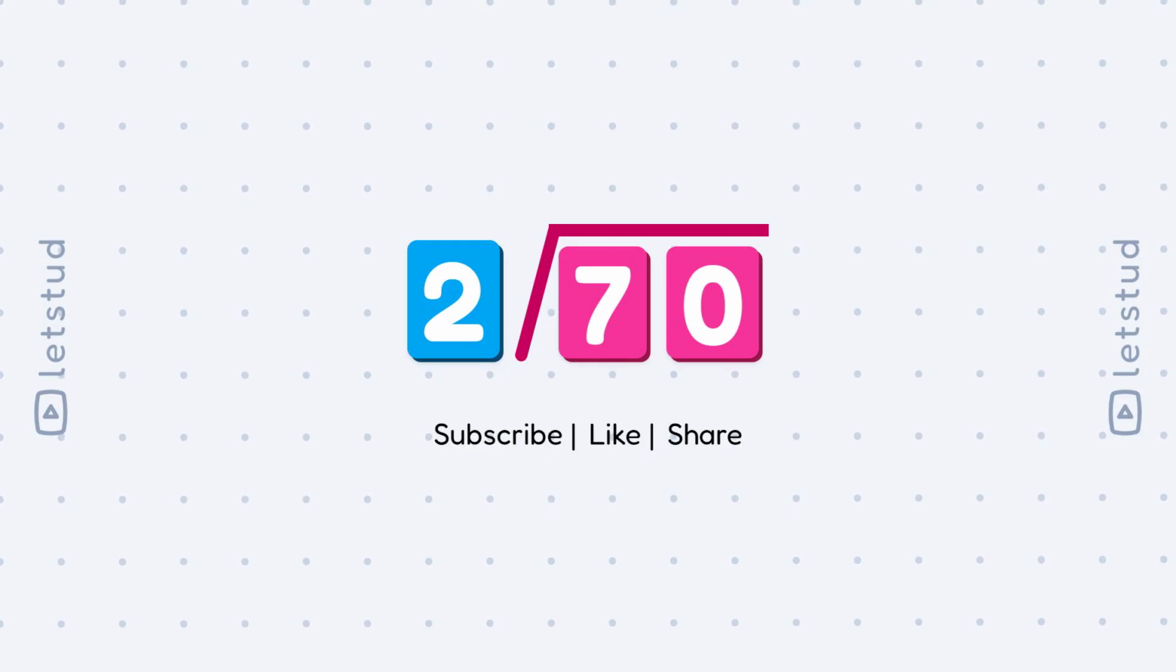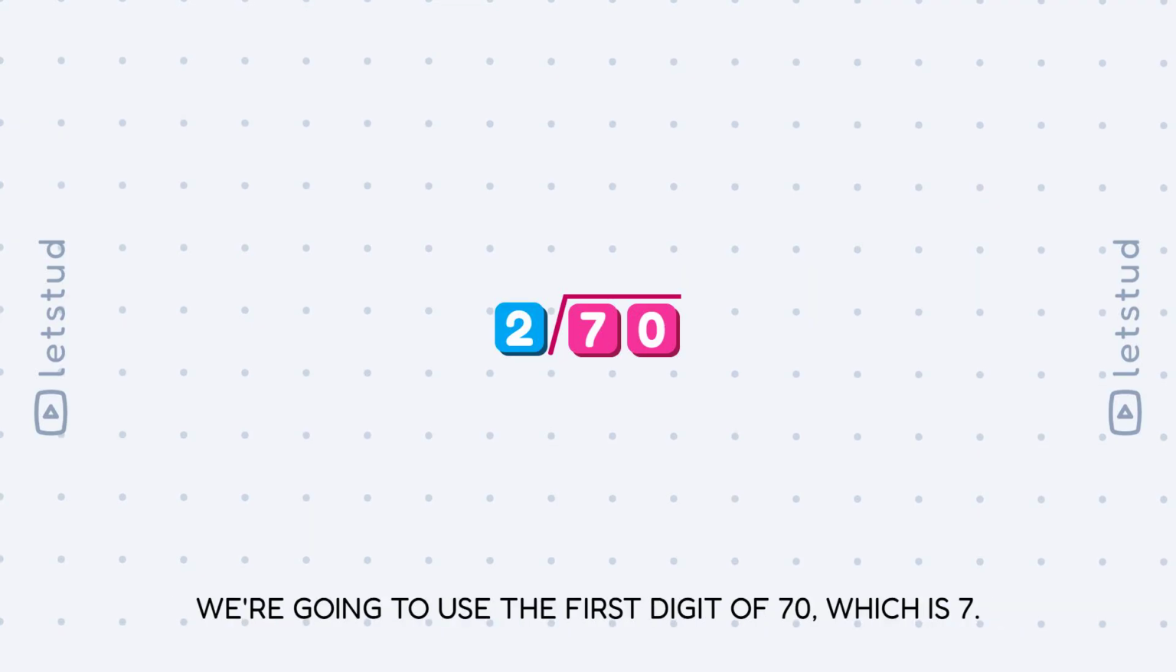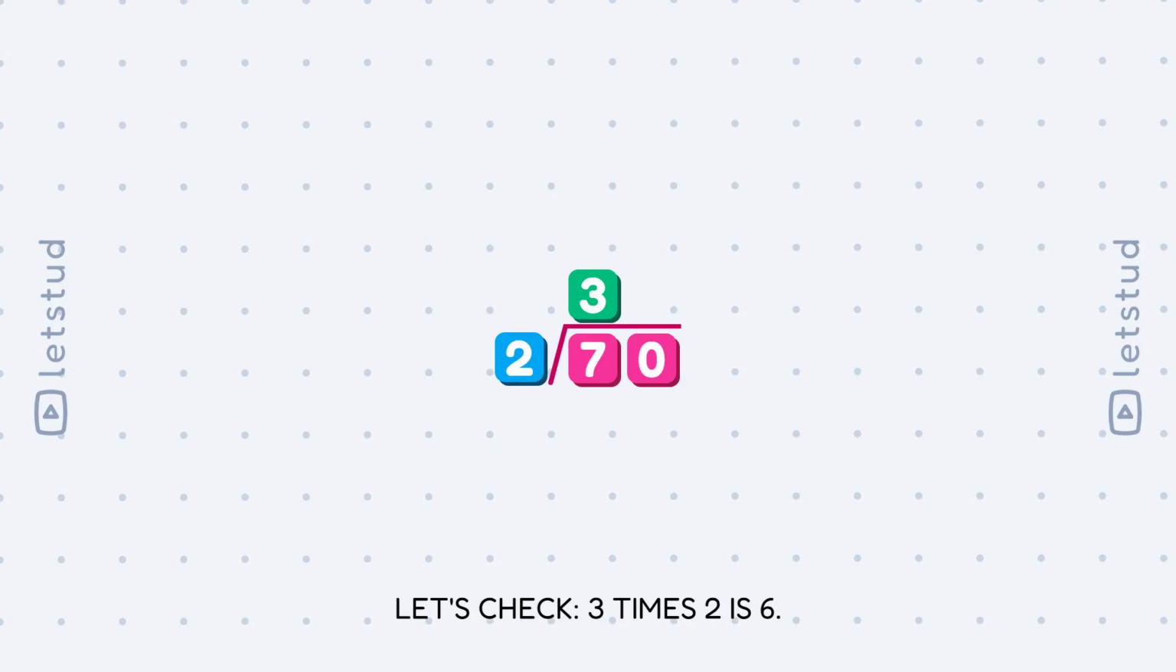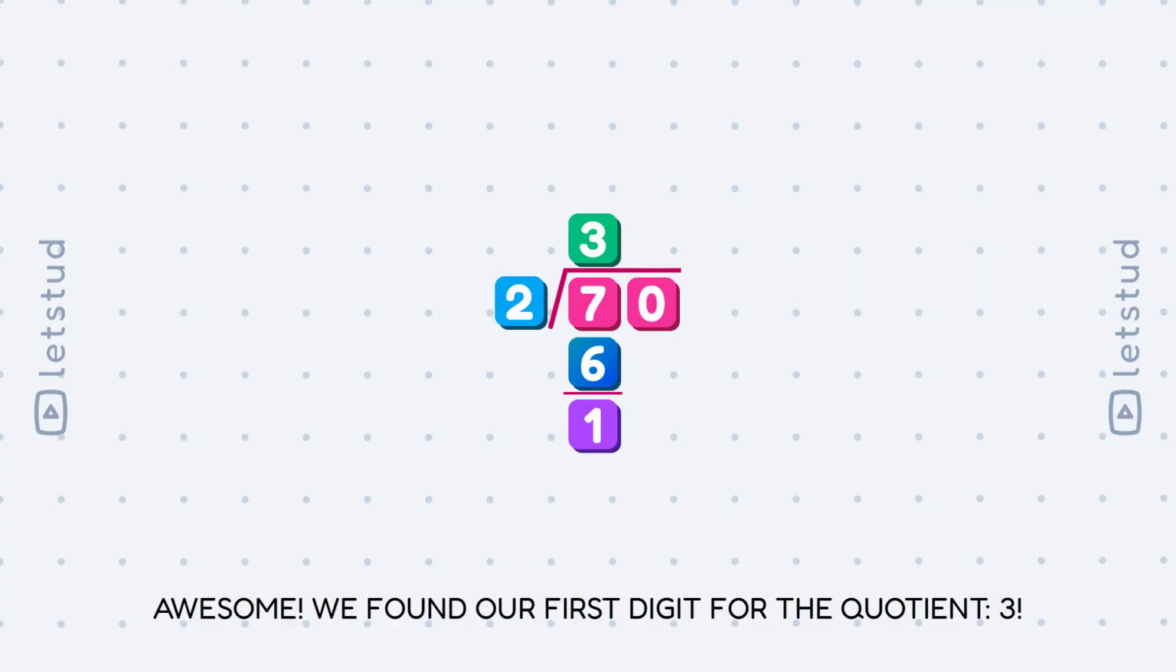Alright, let's start dividing 70 by 2. First, we look at the first digit. We're going to use the first digit of 70, which is 7. How many times does 2 fit into 7? It fits 3 times. Let's multiply: 3 times 2 is 6. Now we subtract 6 from 7, which leaves us with 1. Awesome, we found our first digit for the quotient, 3.